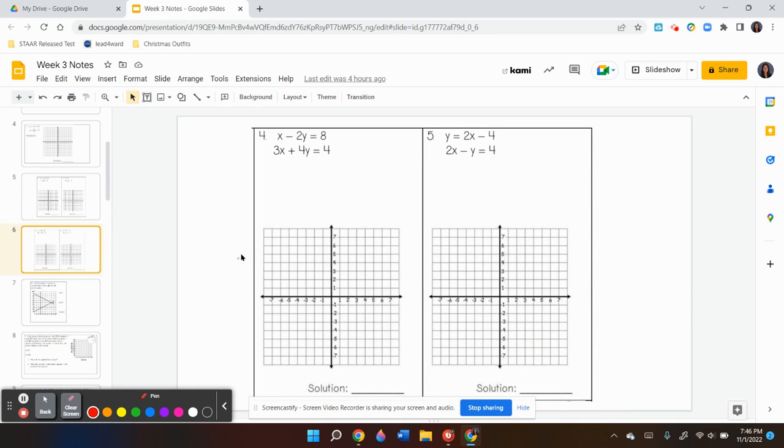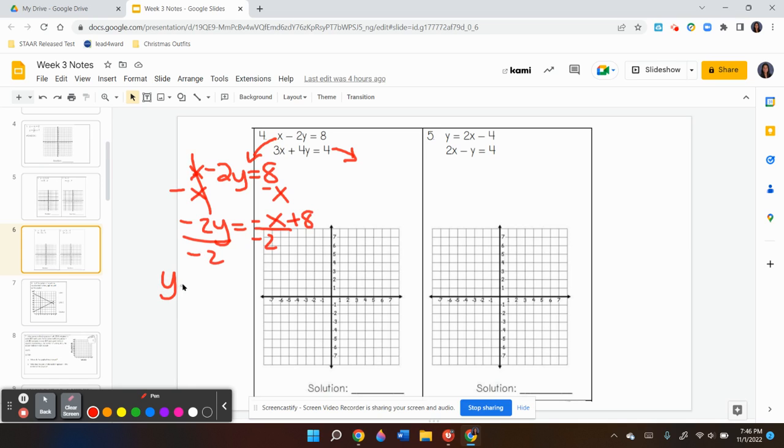For problem number 4, we have x minus 2y equals 8, and another equation that is not in slope-intercept form. We're going to start with the first one, x minus 2y equals 8, and change it to get y by itself, which is slope-intercept form. I'm going to start by subtracting x from both sides. That'll leave you with -2y equals -x plus 8. Next, we have to divide by -2. So our equation for the first one is going to be y equals 1/2 x minus 4.